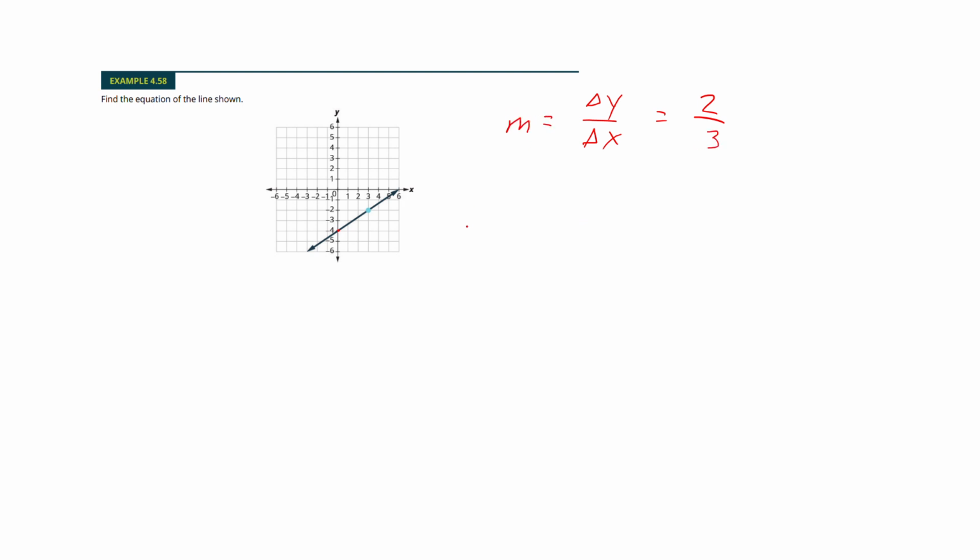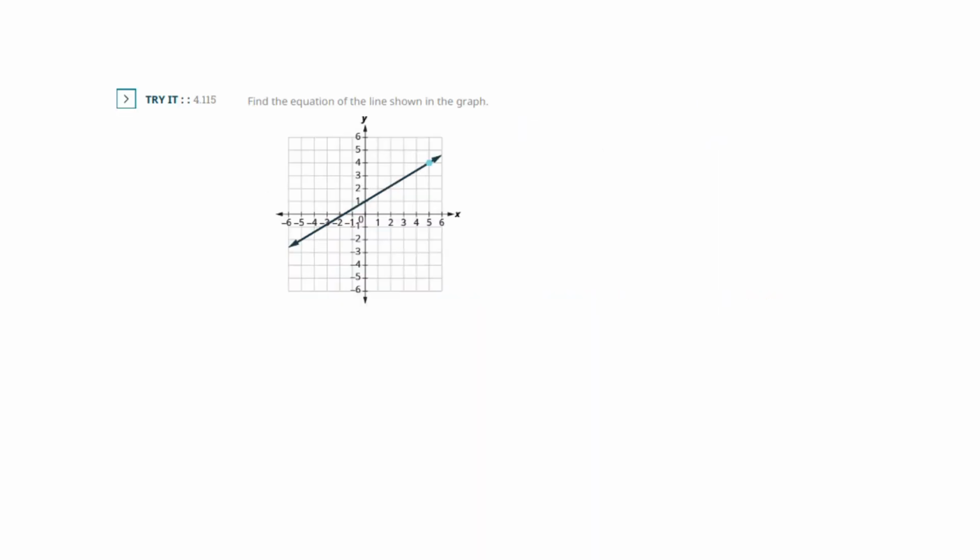So now I have the slope, and they've given me the y-intercept. That's the point 0, -4. All right, now it turns into the same problem we were doing before. y equals 2/3 x, that's my intercept, -4. Okay, I'm going to just keep going. Remember, you can pause it.